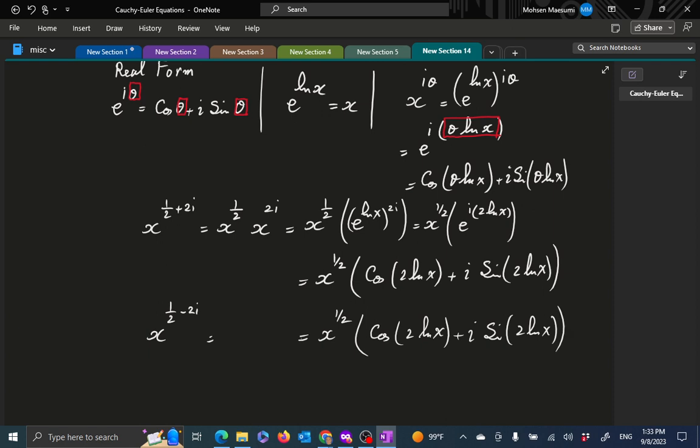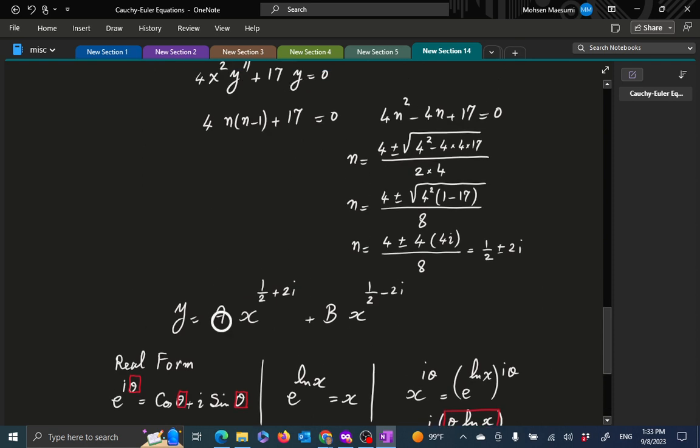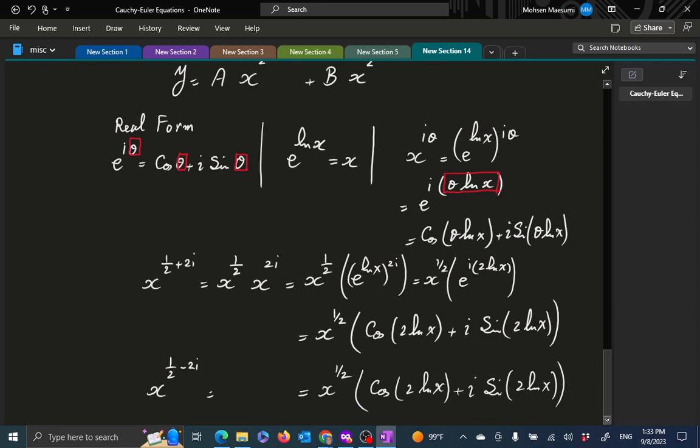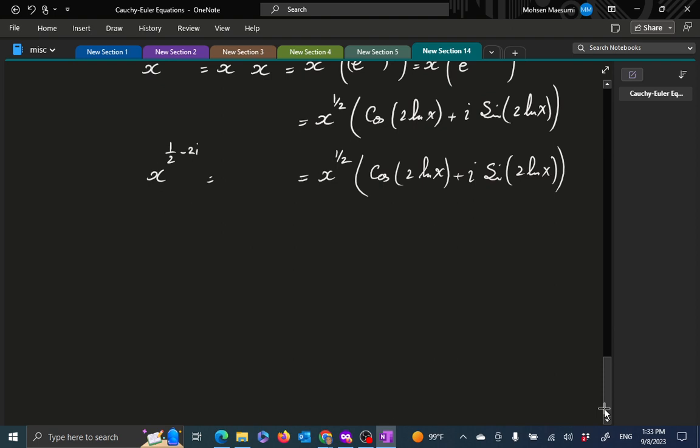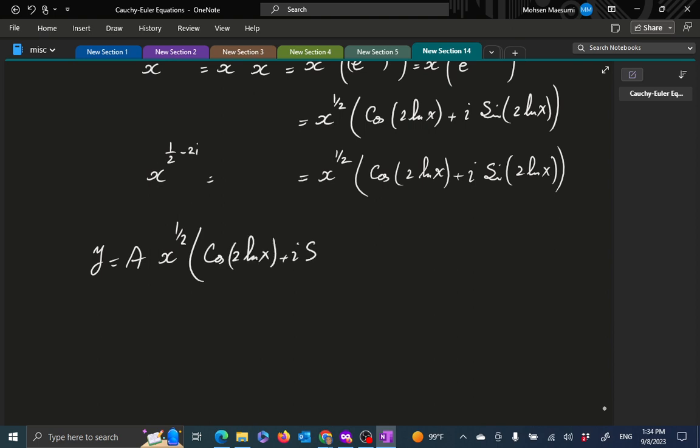So what was our solution? Our solution was a times this and b times that. Can you guess what's going to happen? If I take this, multiply by a, take this one, multiply by b, let's go ahead and do it. My solution is going to be a times one of them, so x to the power of 1/2 times cosine of 2 logarithm of x plus i sine of 2 logarithm of x, and b times cosine of 2 logarithm of x minus i. Made a mistake here after all that.